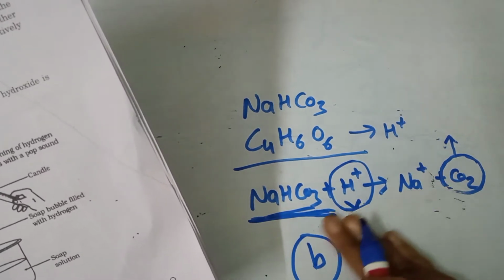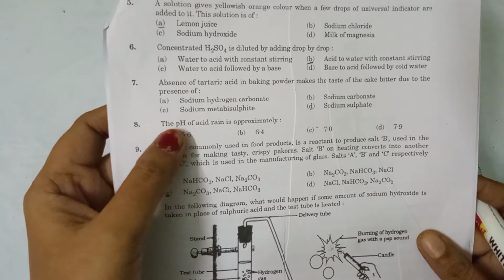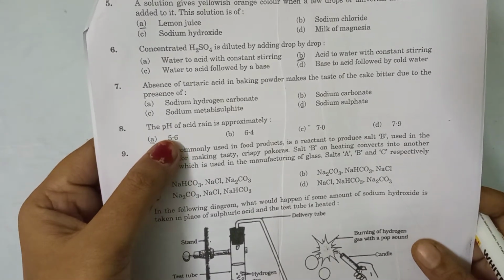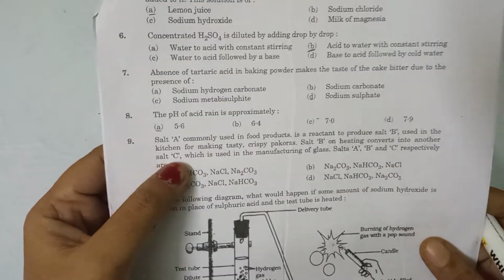In the 8th question, the pH of acid rain is approximately. They have given some numbers. The pH of acid rain is approximately 5.6, because it is acid rain, a weak acid.